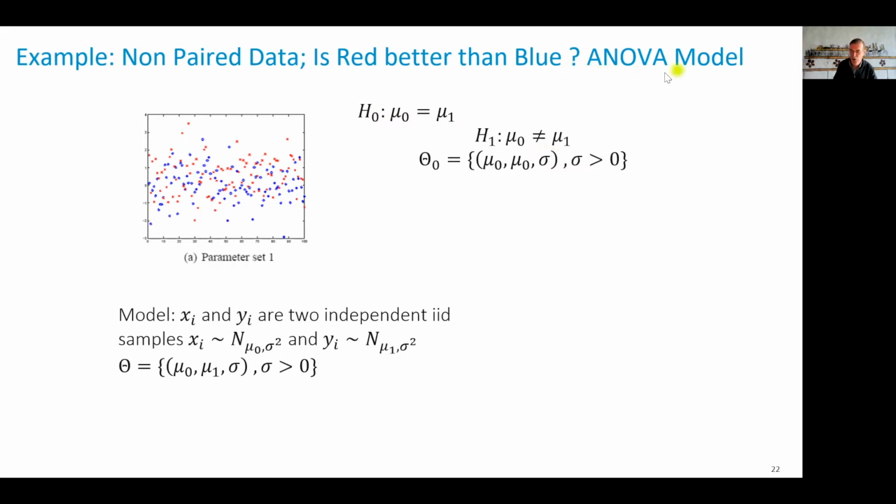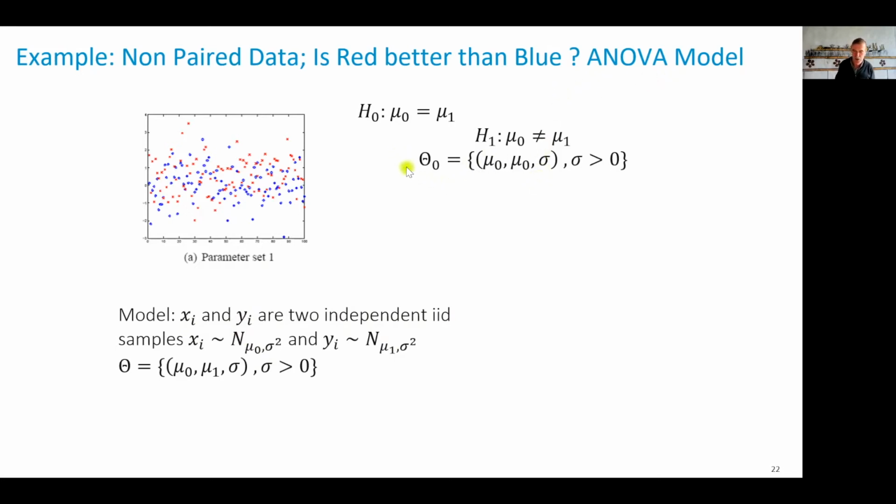This is called the ANOVA model, analysis of variance. We'll explain why a bit later. So ANOVA means this model. It means I assume that the two data sets I have are independent, IID, from two Gaussian distributions with the same variance. The only thing that's different is possibly their mean. You could argue whether this is a good model or not, but it is the model underlying many of the tests that use the so-called ANOVA methodology.